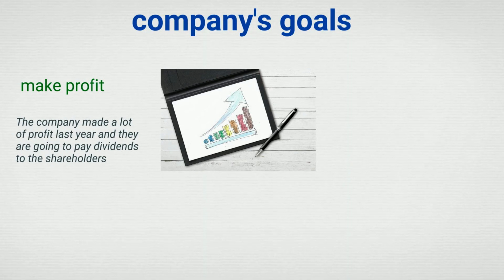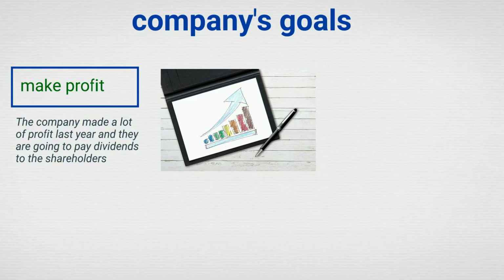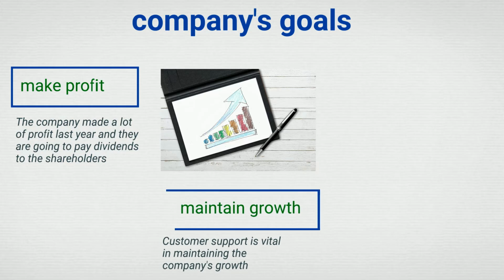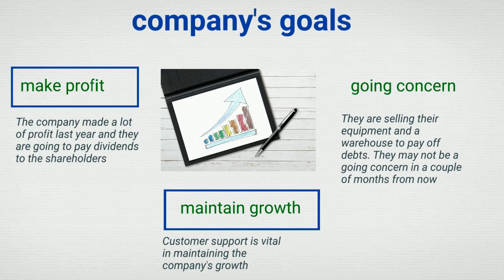The goals of any company are pretty simple. First of all, the company should make profit. For example, the company made a lot of profit last year and they're going to pay dividends to the shareholders. Secondly, the company should maintain growth. For example, customer support is vital in maintaining the company's growth.